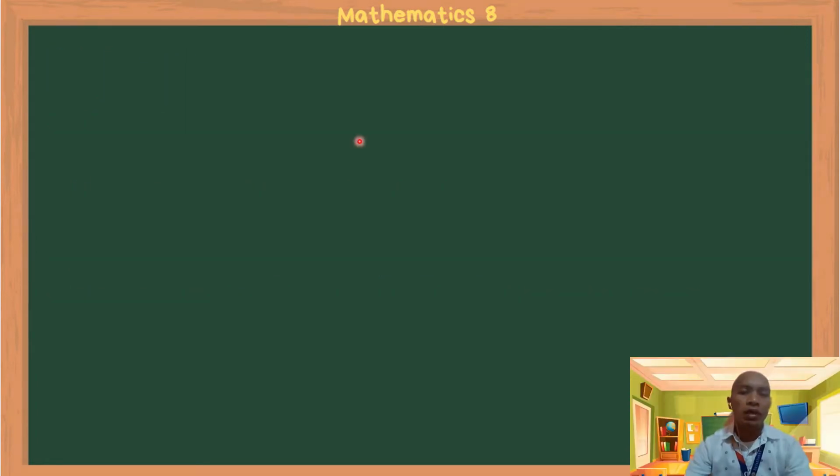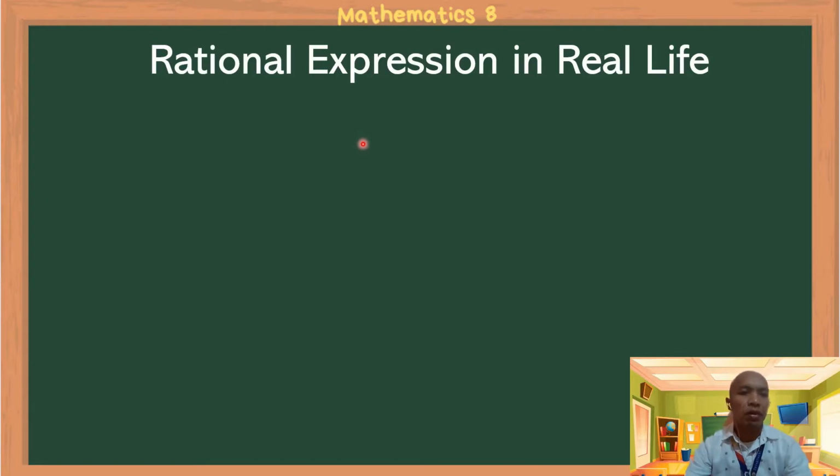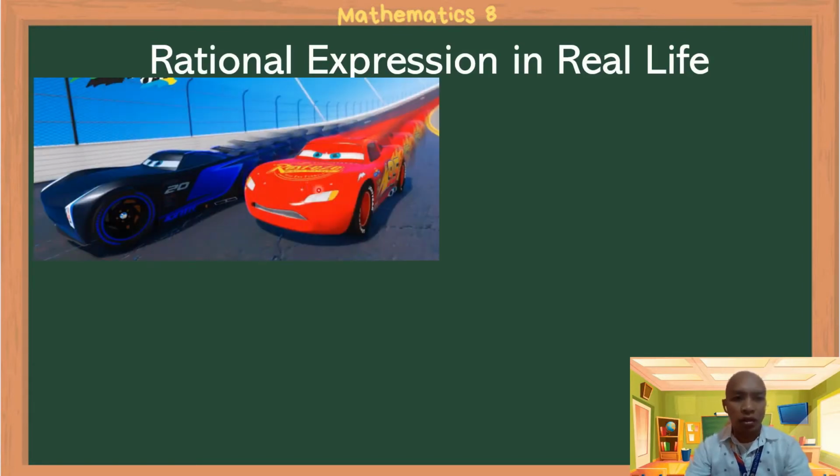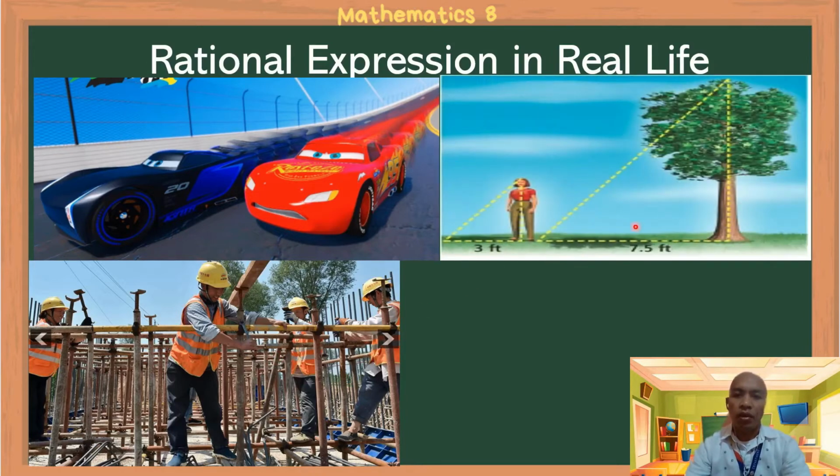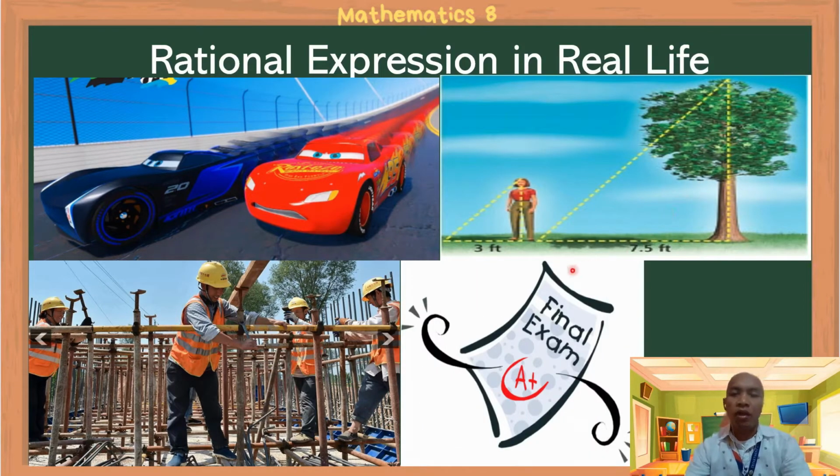How can we apply this lesson in real life? The speed of the cars, which is kilometer per hour, applies rational algebraic expression. The work that a person does also applies rational algebraic expression. Don't you know that in getting the height of this tree without actually climbing it, we can make use of the shadow of a person, and still it is applying rational algebraic expression. The rating in your particular assessment also applies rational algebraic expression.